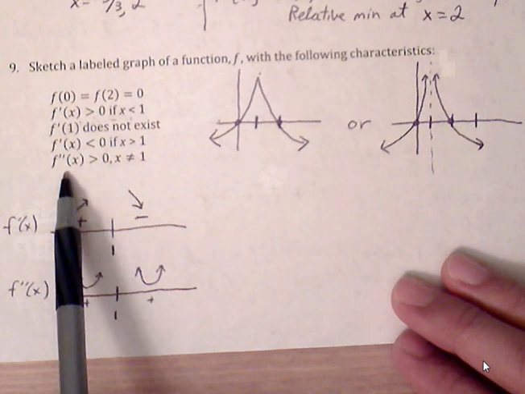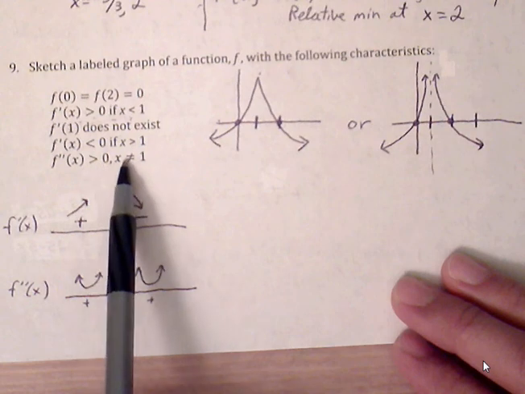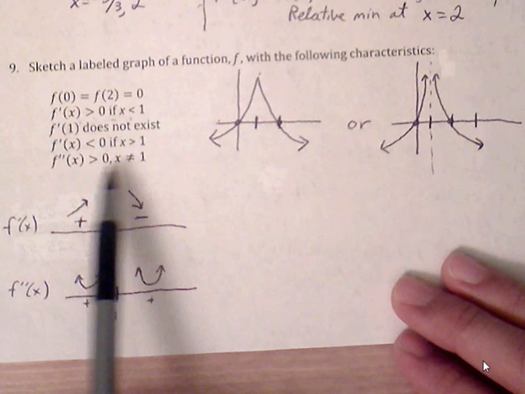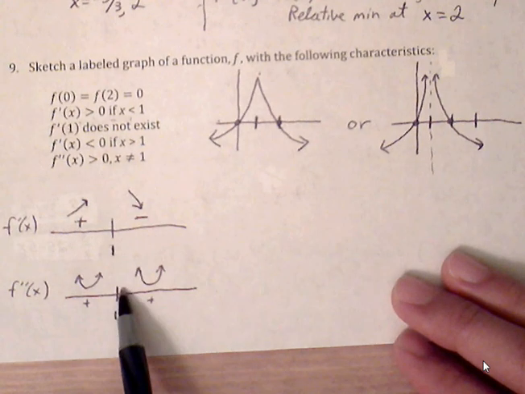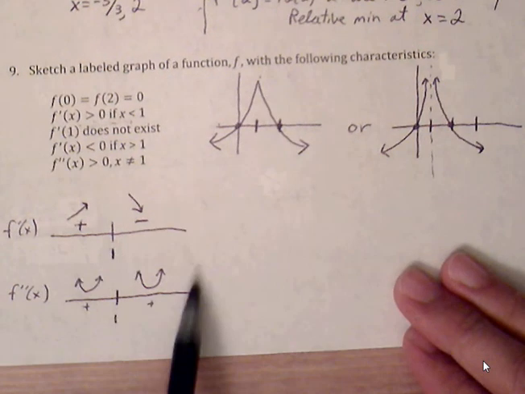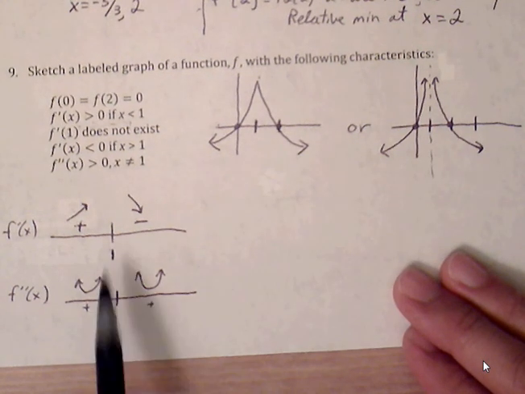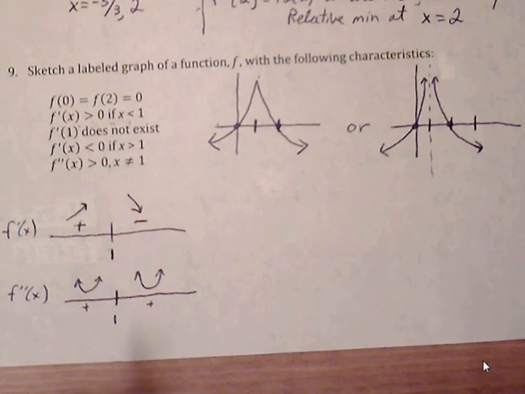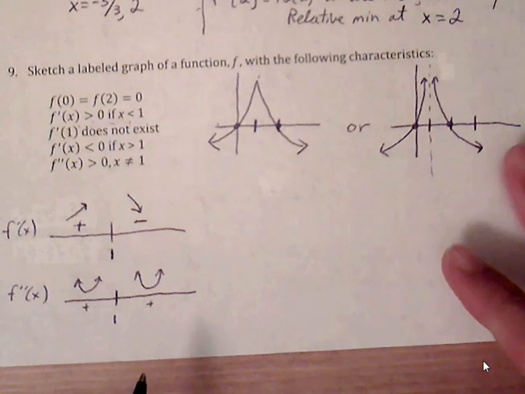And then f double prime is greater than 0 everywhere except for at 1. So we know the graph is always concave up except at 1. So I'll put a critical point at 1, concave up, concave up. So we want a graph to resemble this shape, but then we want to consider that there may be a vertical asymptote or there may be a sharp point there.